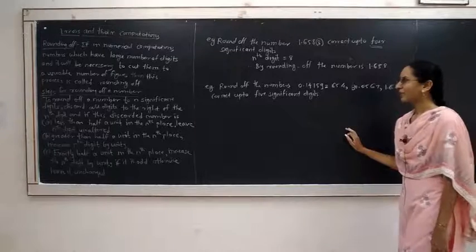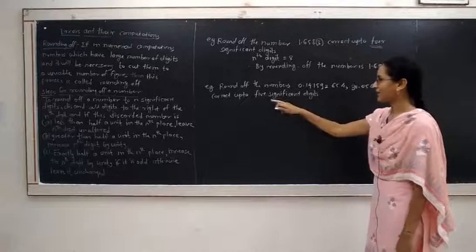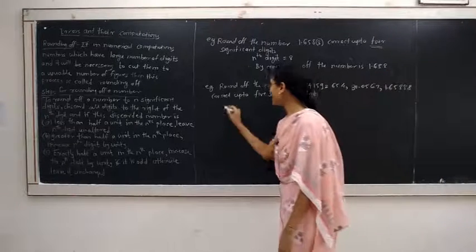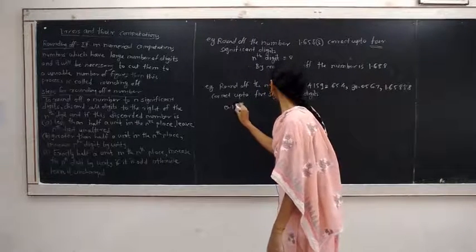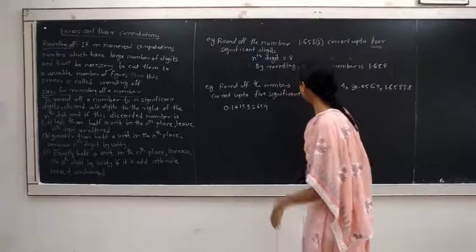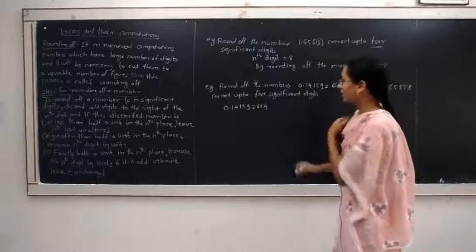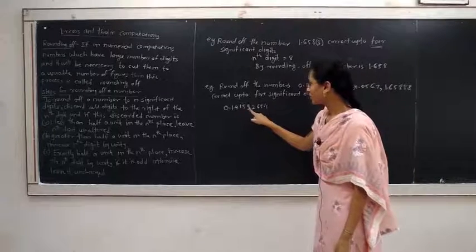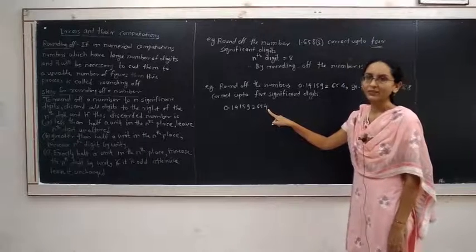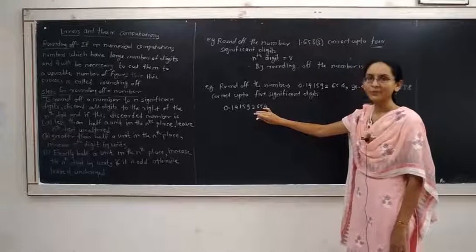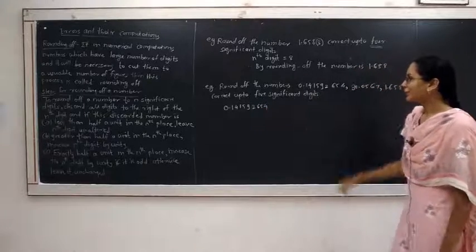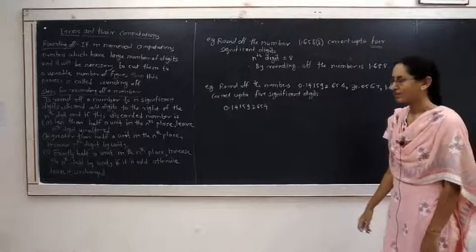In the second case, we have to round off these numbers correct up to 5 significant digits. The first number is 0.141592654. There are 9 significant digits or 9 significant figures in this given approximate number. We have to round off this number correct up to 5 significant digits.